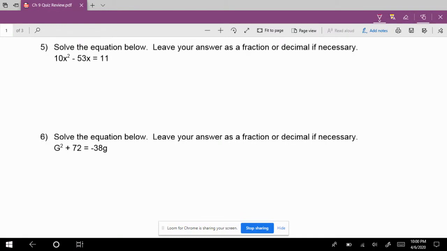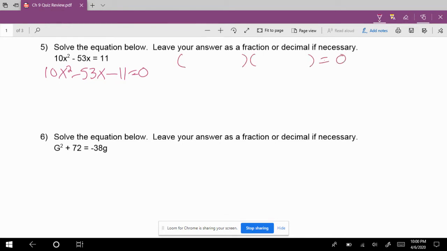So that's the first thing that I'm going to take care of: 10x squared minus 53x minus 11 equals 0. And remember that when you do get it equal to 0, you need to put it in standard form so that if you have to use the quadratic formula, your A, B, and C are in the correct order, or it's very likely that you will make a mistake. Okay? So again, I look at this and I go, can it factor? Now 53 is kind of a big number, but this one actually does factor.